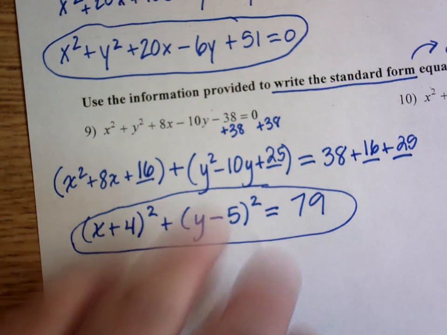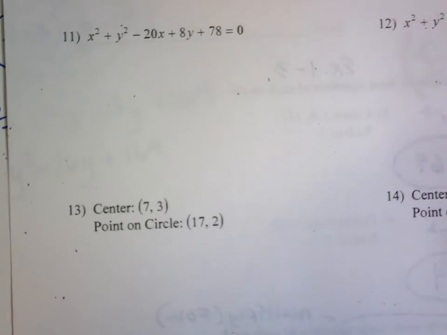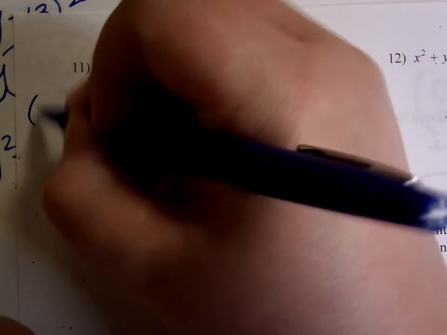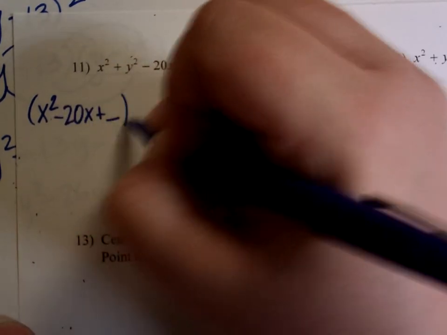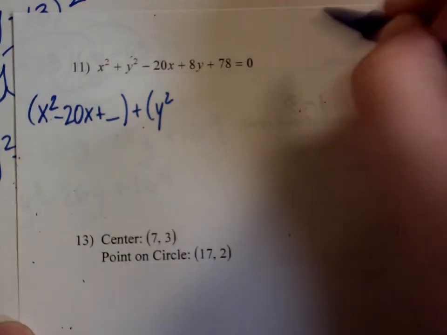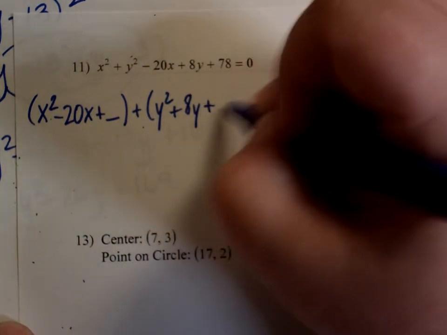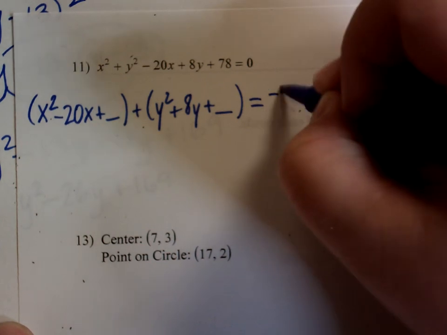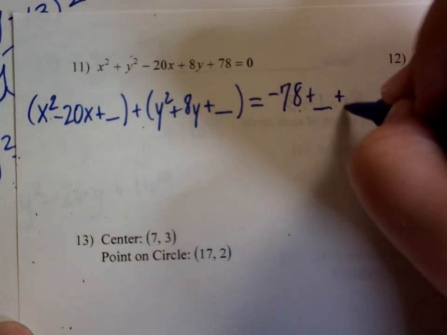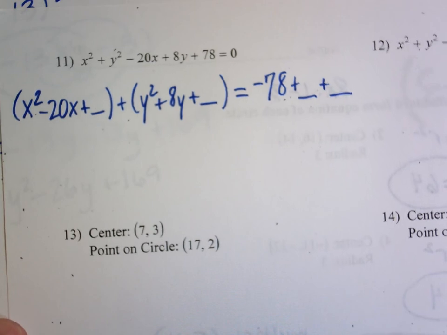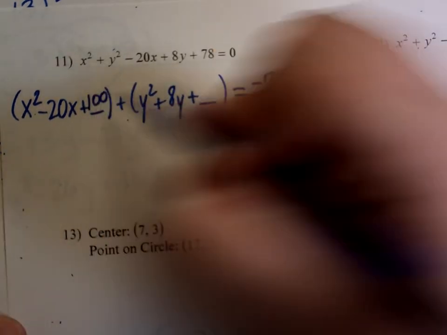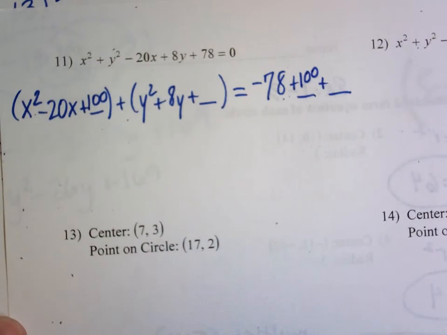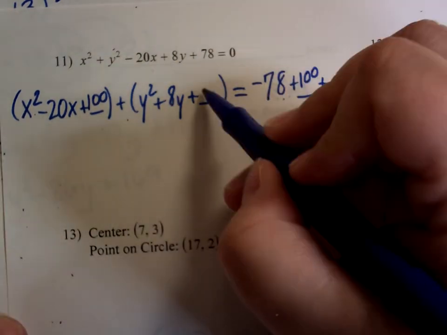Okay, moving on to number 11. Works the same way. You want to set it up right to begin with. So you get x squared minus 20x plus blank plus y squared plus 8y plus blank equals negative 78 plus 2 blanks. Okay, half of negative 20 is negative 10. Square it, you get 100. Half of positive 8 is positive 4. Square it, you get 16.